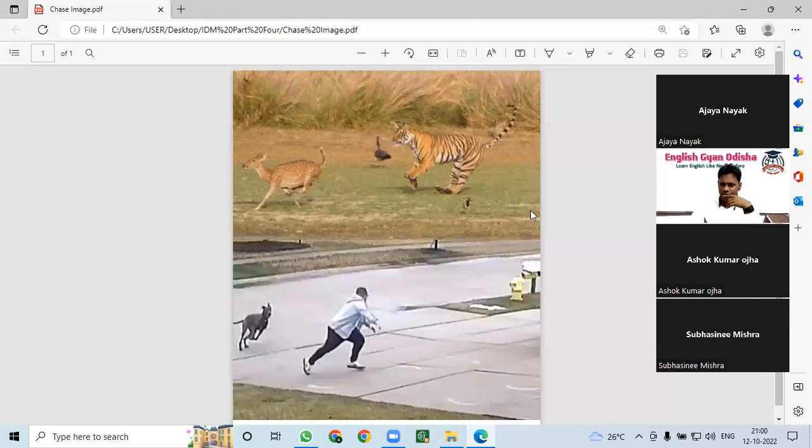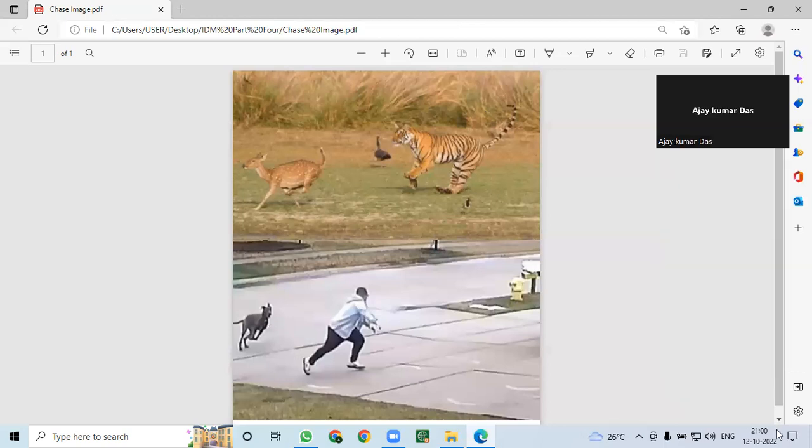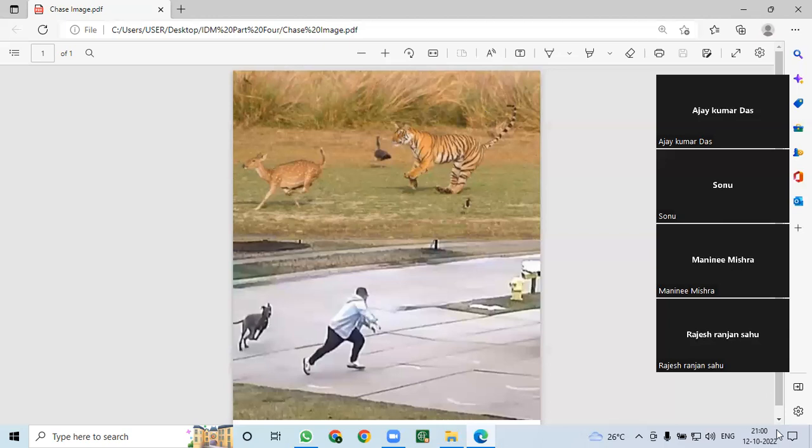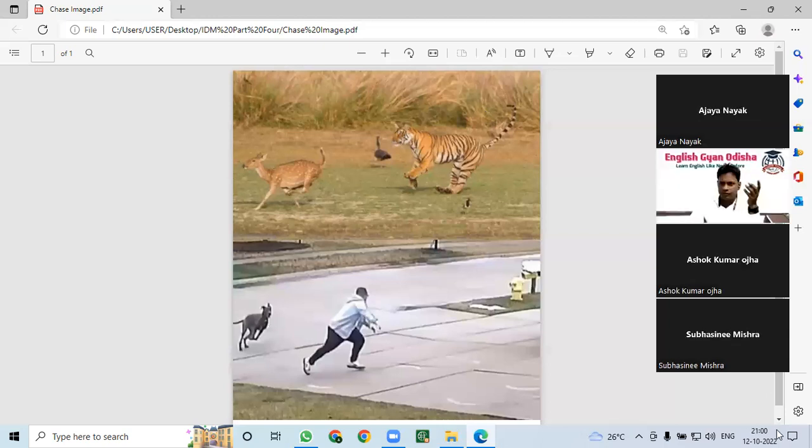So what are they doing actually? What is the tiger doing? Ashok sir, Arvind sir, everybody, please pick it up. Rajesh sir, Sonu sir, or madam. Trying for survival. They are trying for survival. That becomes more philosophical. But what do we see the tiger doing here? Chasing, sir.